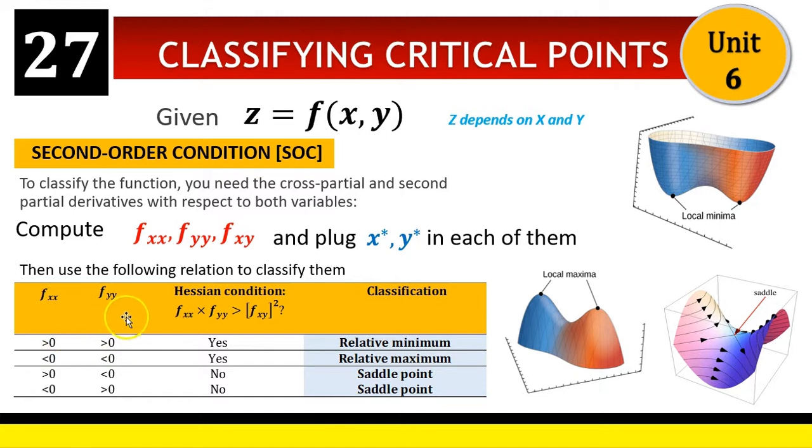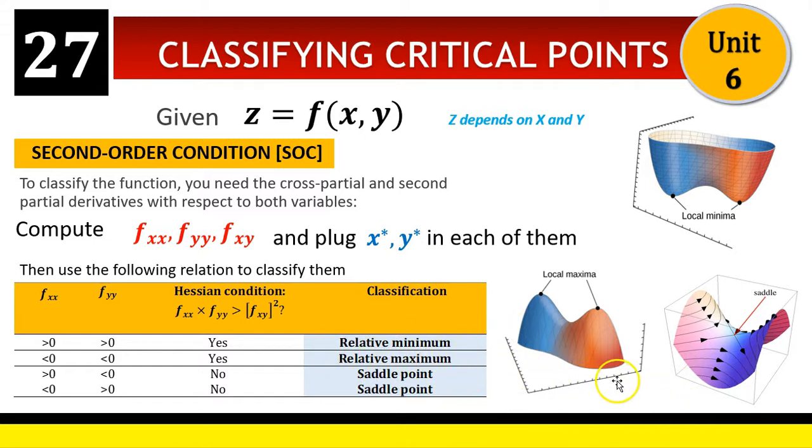If the second partial derivatives are both greater than 0 and their multiplication is greater than the square of the cross partial, then as you can see here, this will be a convex function and therefore we will have a relative minimum. If both second partial derivatives are less than 0, but their multiplication is greater than the square of the cross partial derivative, then we will have a concave function. And therefore this will be a relative maximum.